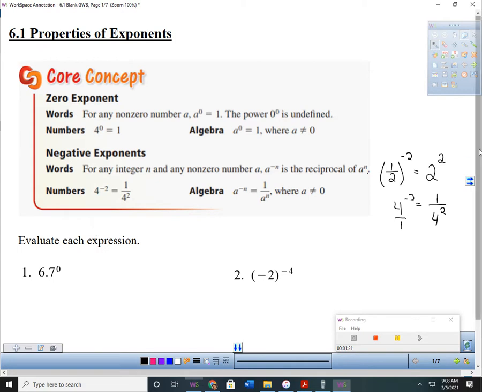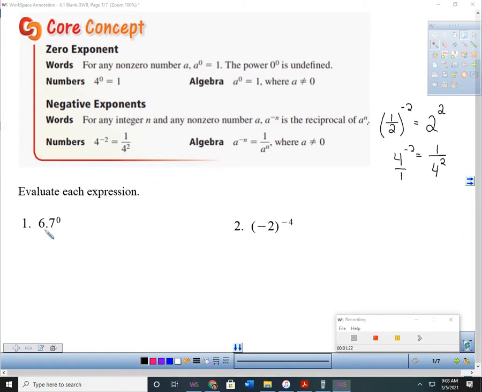So we're going to evaluate each expression. So if I take 6.7 and I raise that to the 0 power, that equals 1. Because anything to the 0 power is 1, except for 0. Okay?